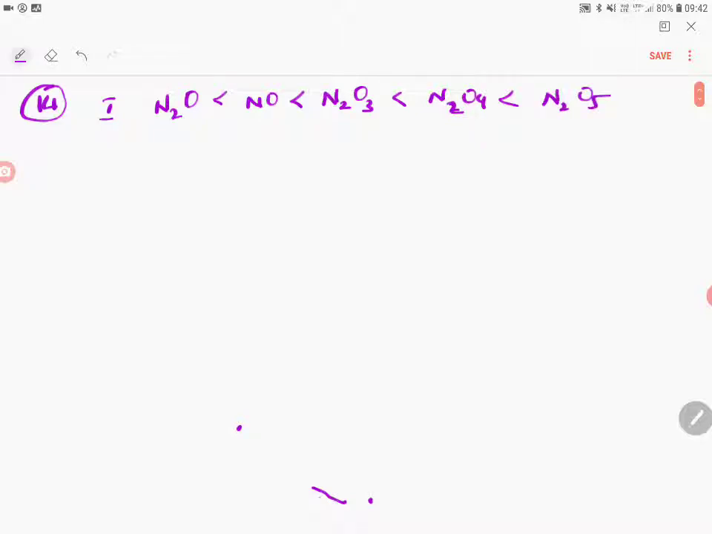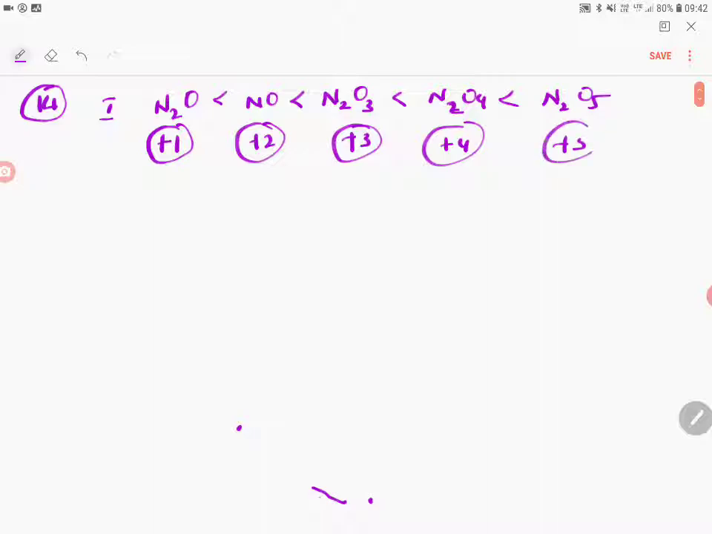N2O5. This is oxidation state plus 1. This is oxidation state plus 2. This is going to be plus 3. This is going to be plus 4. And this is going to be plus 5. Correct. Therefore, the order given is correct.